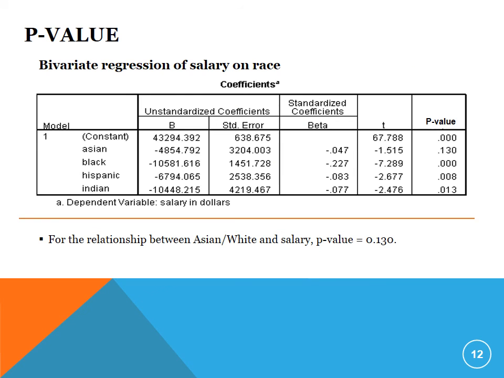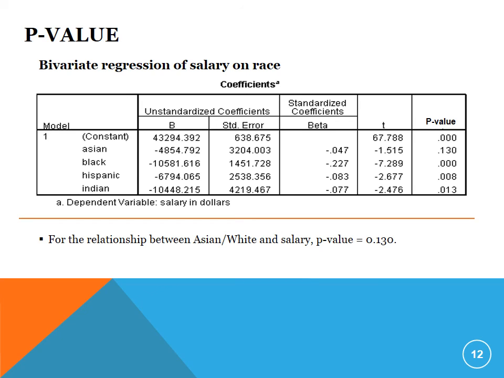All right, so another regression, I call it bivariate. Of course, we have learned it to be multivariate because it's a set of dummy variables. And the one variable that we're looking at here is race. So for the relationship between Asian and white and salary, the p-value is 0.130. And that should tell us what again?